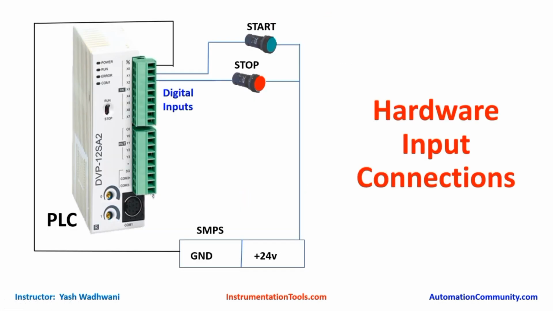So let us understand what our wiring diagram will be. Simply, we have only two inputs, a start button and a stop button. First of all, I will connect the ground terminal of my SMPS to the common or source sink of my digital inputs, and I will connect the 24-volt supply to one terminal of each button. The other terminal of the start button I will connect to X0, and the other terminal of the stop button I will connect to X1.